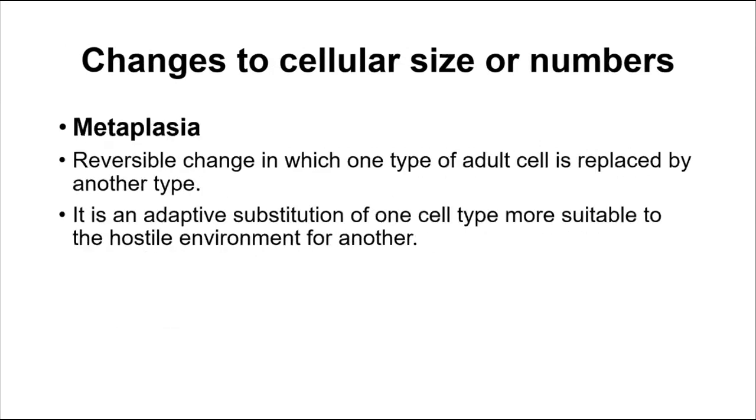And then the next one is metaplasia. What is metaplasia? Metaplasia is a reversible change in which one type of adult cell is replaced by another type of cell. It is an adaptive substitution of one cell type more suitable to the hostile environment for another. So metaplasia, actually, is just a change of normal cells to another cells in order to protect that organ from injury.